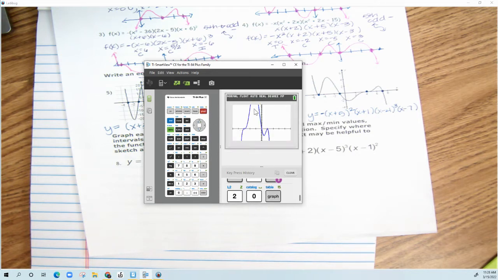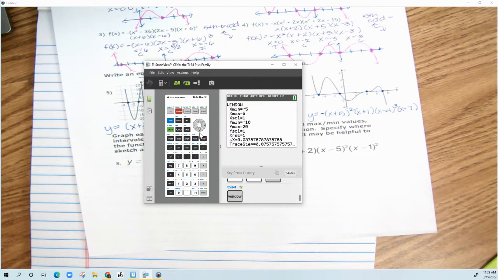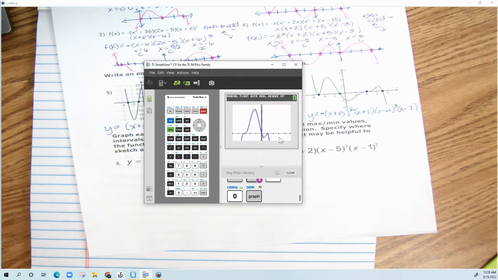So I need to see a little bit higher. I'm going to go back to the window. Maybe I'll double that again. That seems to be good. I could even go back and get rid of more of this. You don't have to, but it just makes for a nicer graph.